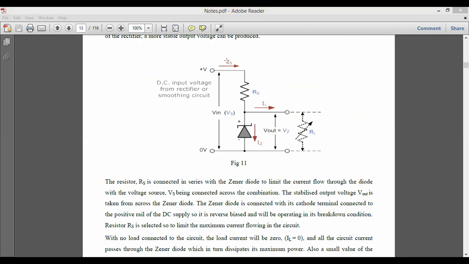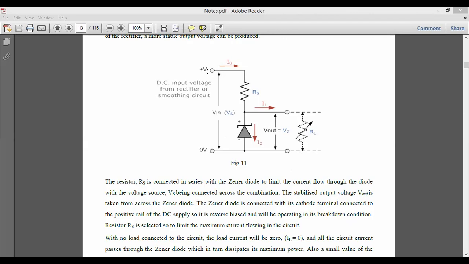This voltage we call the source voltage, which can be connected in any combination, this can be plus or this can be minus, or vice versa. The stabilized output voltage Vout is taken from the output of the Zener diode, not across the resistance RL. Though RL is the load resistance, we still take the output voltage across the Zener diode. Now the Zener diode is connected with its cathode terminal to the positive. We can see the positive terminal of the Zener diode is connected to the positive of the DC supply.